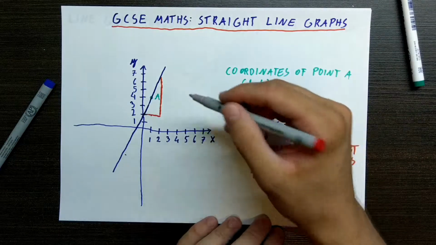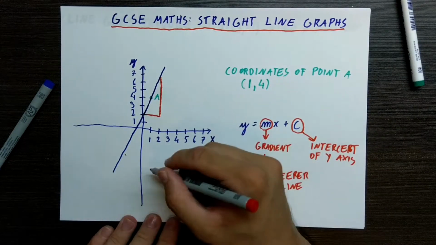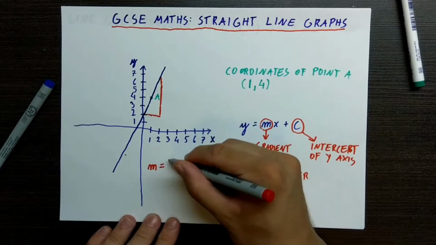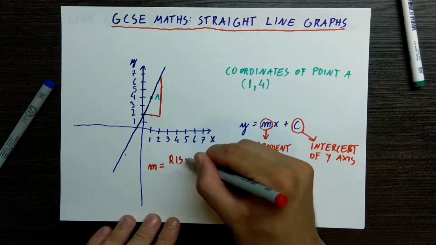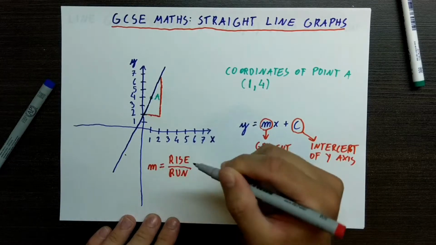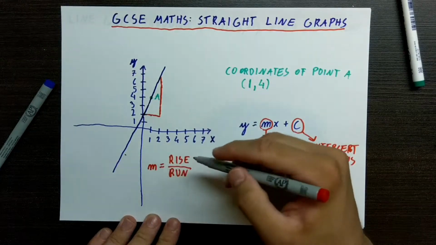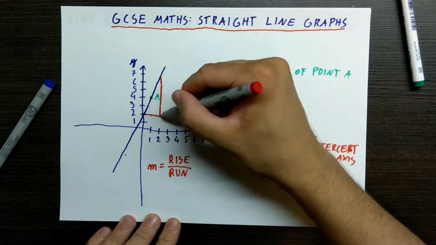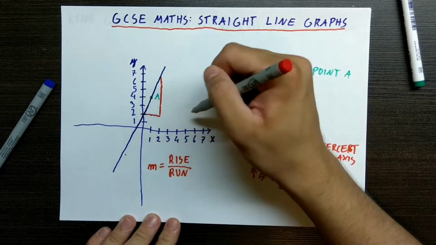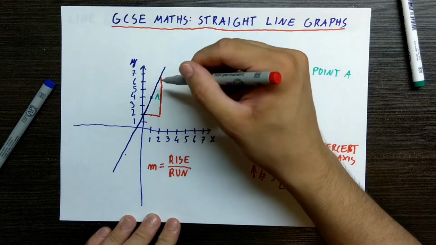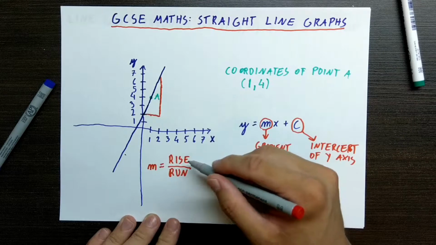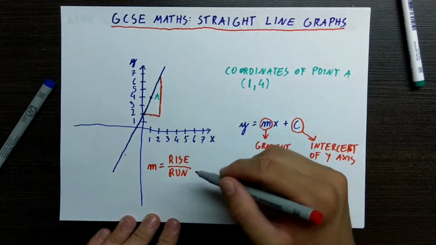An even easier way to remember this is like so. m is equal to rise over run. So gradient is equal to rise over run. How much we go up and how much we run across. How much we rise up and how much we run across. That's the way it goes, and that's the order it goes in.